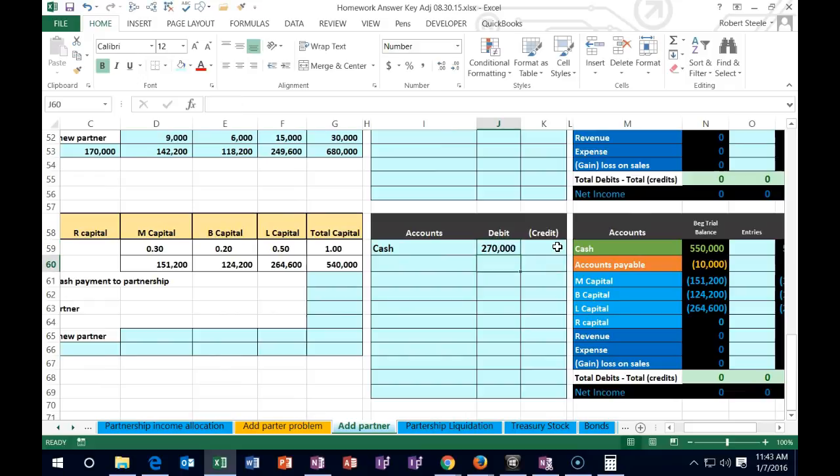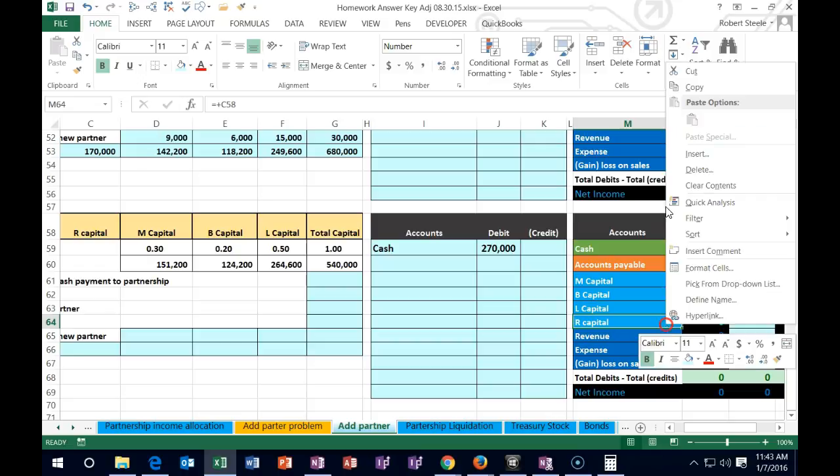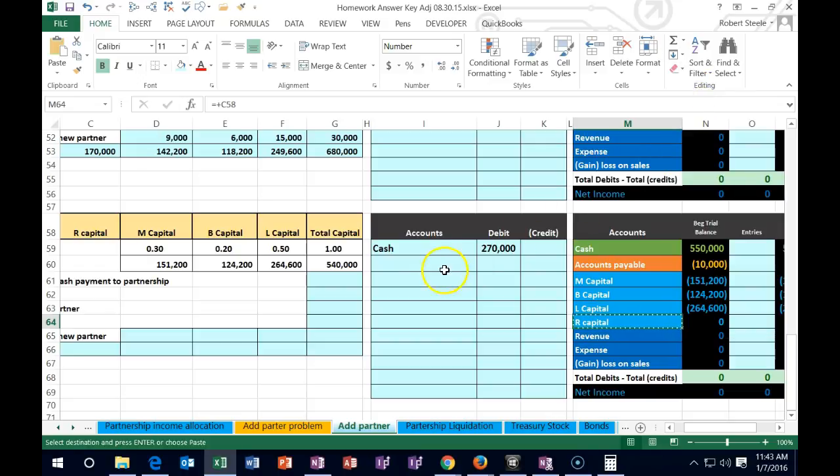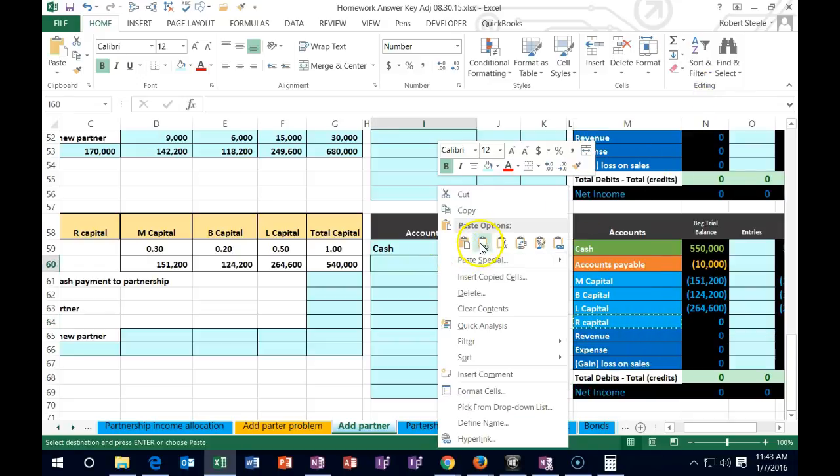And then we also know that we're putting a new partner on the books. Who's the new partner? R is the new partner. We know that all capital accounts have credit balances unless they're overdrawn, which is not the case when they first come in and put in money. So R has to have a capital account that's going to be credited to make it go up. So I'm going to copy that, put that down here and right click and paste.